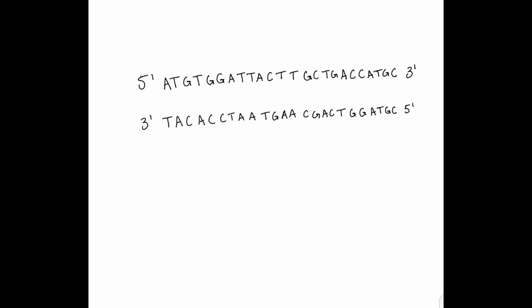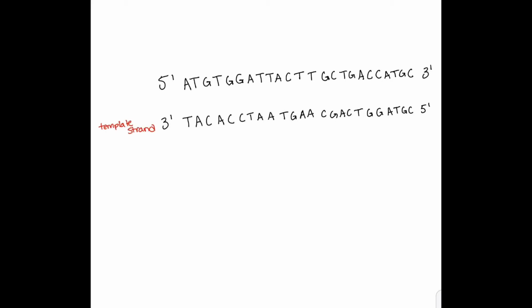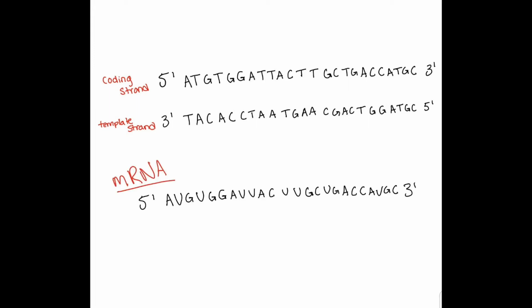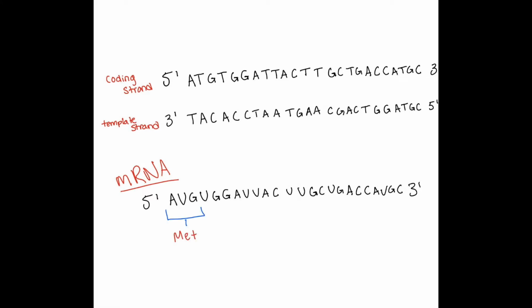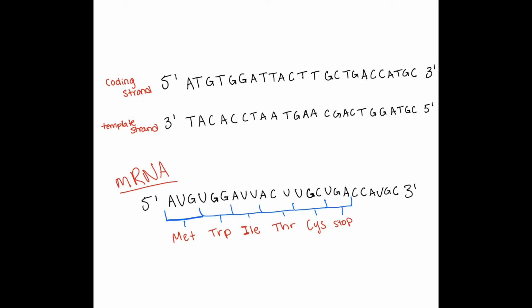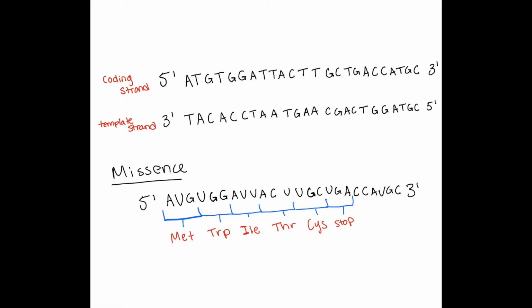Here's the DNA sequence. The bottom strand is the template strand and the top strand is the coding strand that goes from 5' to 3'. Here's the mRNA sequence going from 5' to 3'. The amino acid sequence starts with methionine and then tryptophan, isoleucine, threonine, cysteine, and then finally ends with the UGA stop codon.